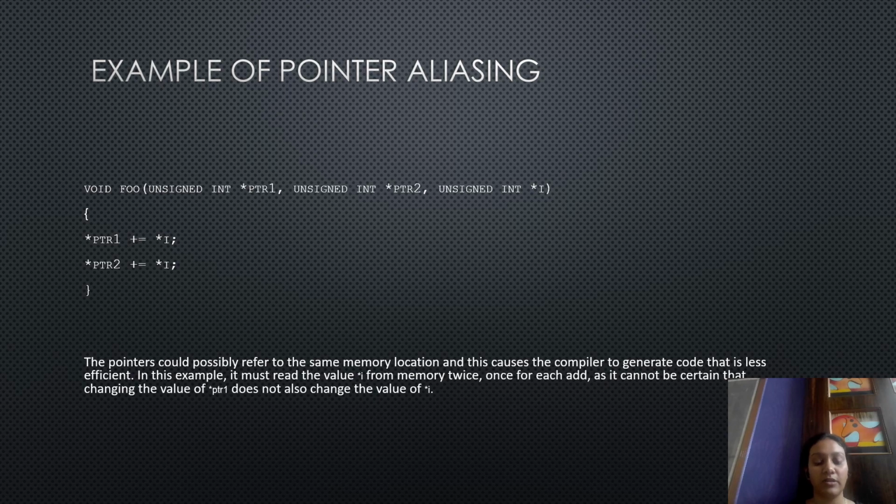The pointers could possibly refer to the same memory location, and this causes the compiler to generate code that is less efficient. In this example, it must read the value I from the memory twice, once for each add, as it cannot be certain that changing the value of ptr1 does not also change the value of the I pointer, which can cause changes in the value of pointer 2 as well.